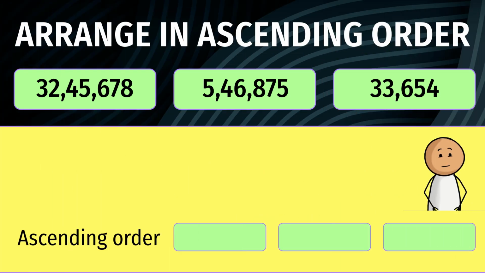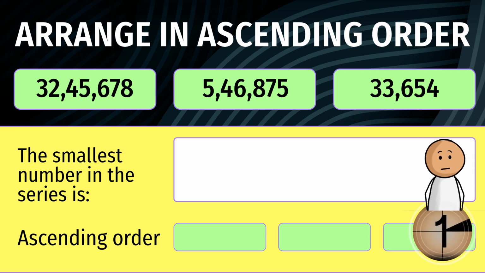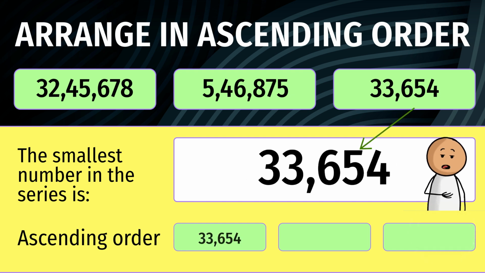To arrange the numbers in ascending order, let's find the smallest number first. The smallest number in the series is 33,000. This becomes the first number in the series.